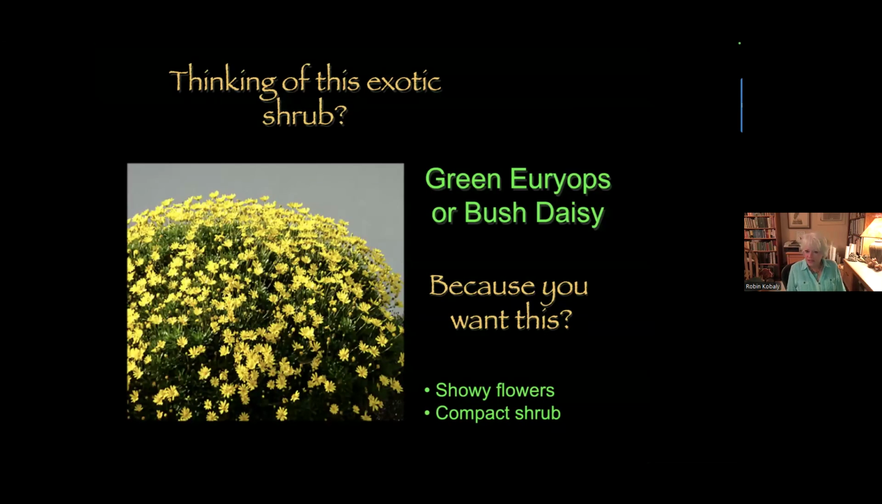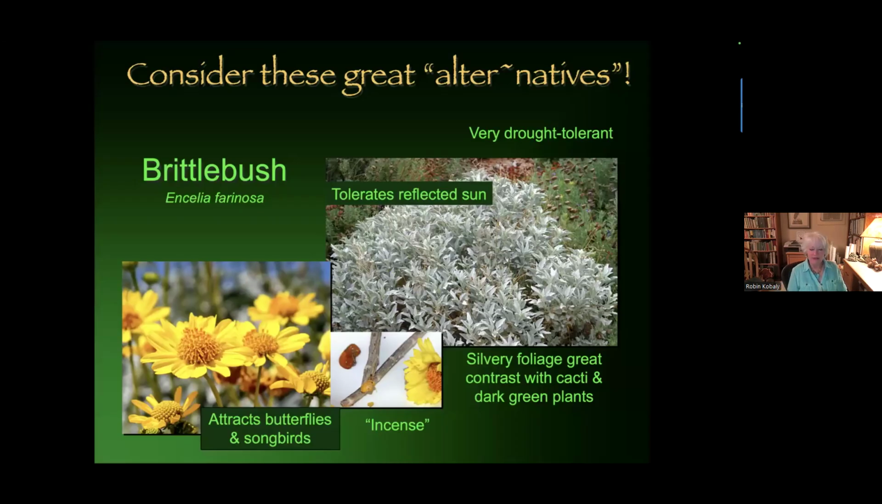Now, what if you're thinking about an exotic shrub like the bush daisy or green euryops, because you want showy flowers, but you want a really compact plant. So what might your native options be? Well, here's some. Brittlebush, Encelia farinosa, is a great pick.